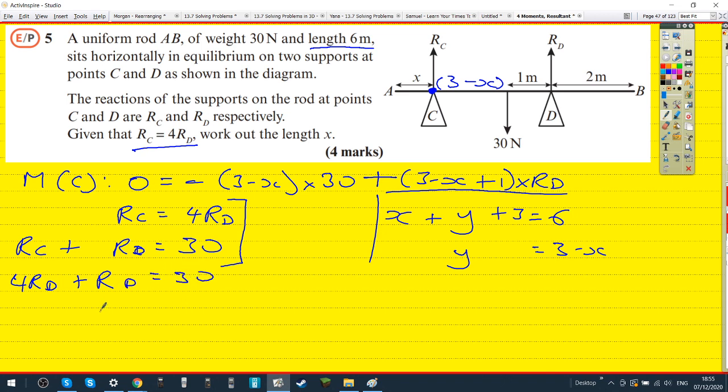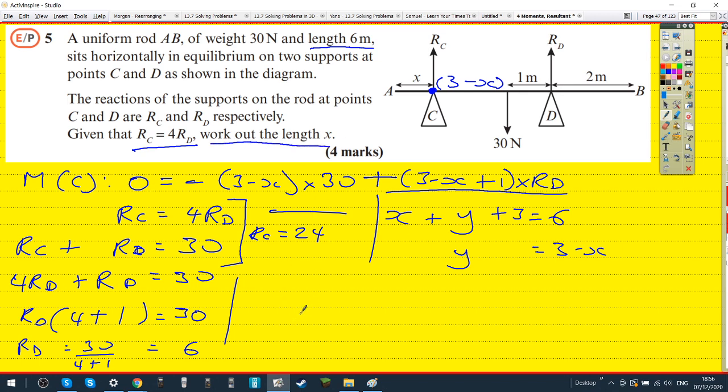And then I can factorize out RD and get 4 plus 1 equals 30. Yep. And then just do RD equals 30 over 4 plus 1. Sure. And that would be equal to 6. Yep, 4 plus 1 is 5. 4RD plus 1RD, 5RD. RD is 6. And now to find RC, do I now need to do 4 times 6, which will be 24? Okay.